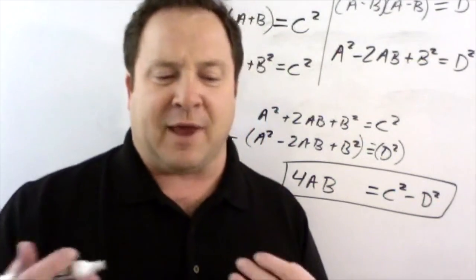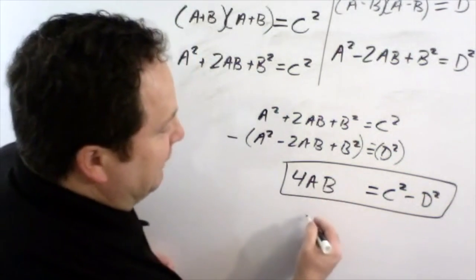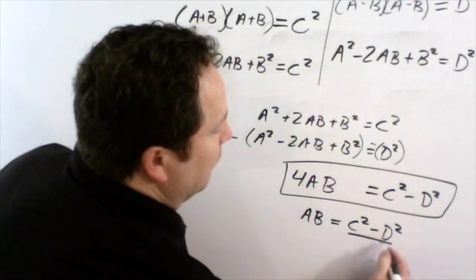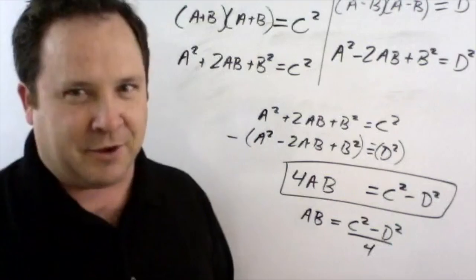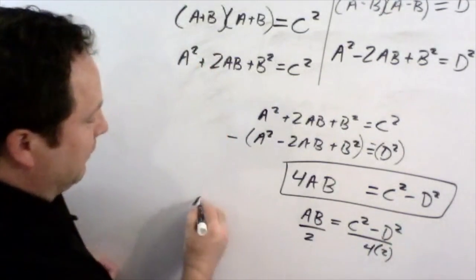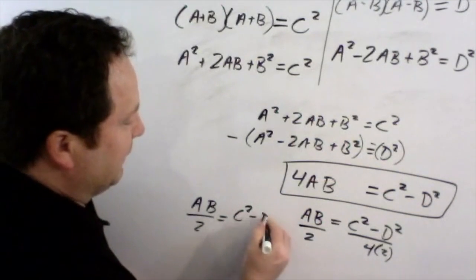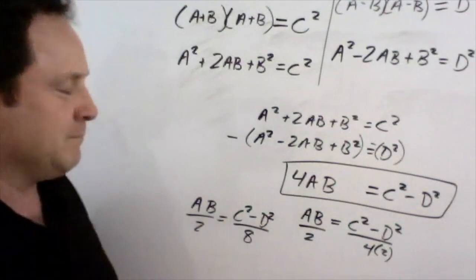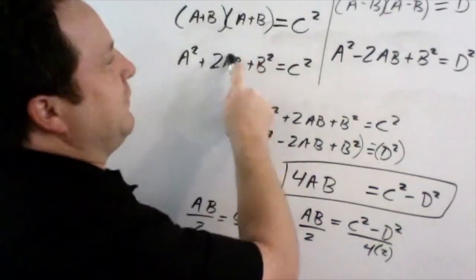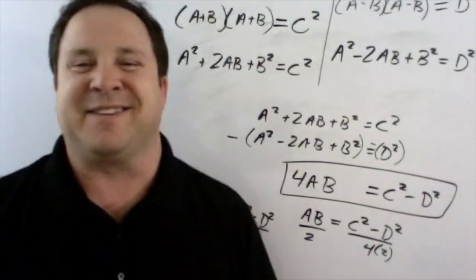But the question itself was ab divided by 2, so now I have a few more steps. So let's divide each side by 4. So I get ab equals c squared minus d squared over 4. Getting close. And now let's divide each side by 2. So I finally get to ab divided by 2, what they asked for, equals c squared minus d squared over 8. All right, let's count the steps. 1, 2, 3, 4, 5, 6, 7, 8. So there were about 8 steps of algebra.